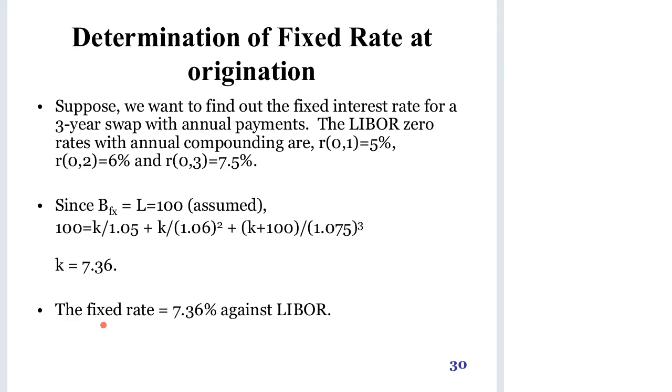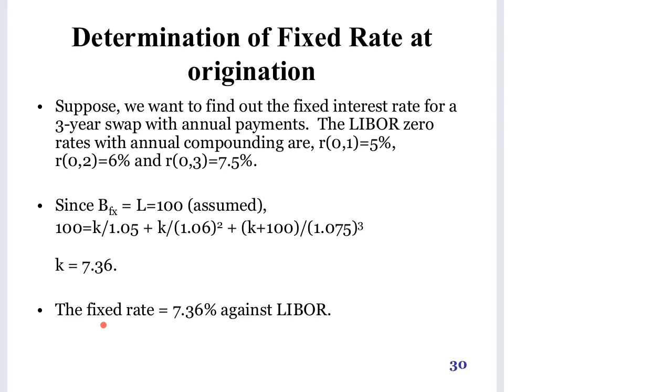Now I will make a payment of K at 1 year, 2 years, 3 years. And at the end of it, I'll also pay back the 100. So then this 100 has to be the discounted value: K discounted over 1 year at 5%, K discounted over 2 years at 6%. And finally, the last payment will be face value plus the interest, so 100 plus K discounted over 3 years at 7.5%.